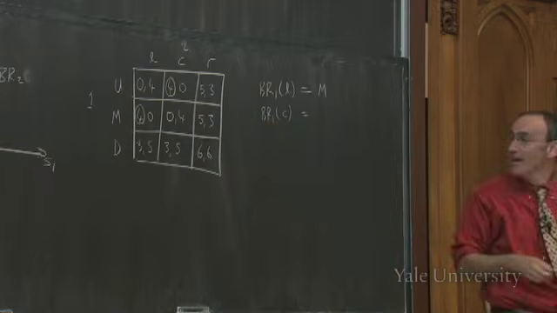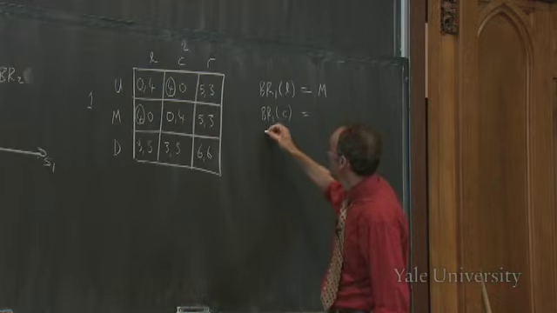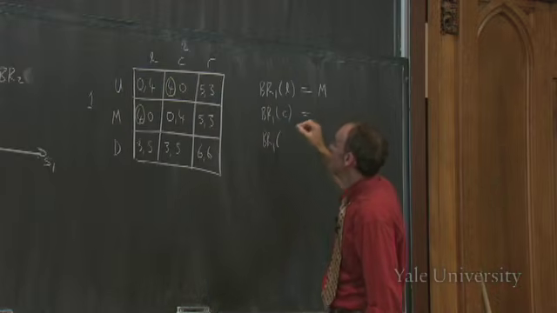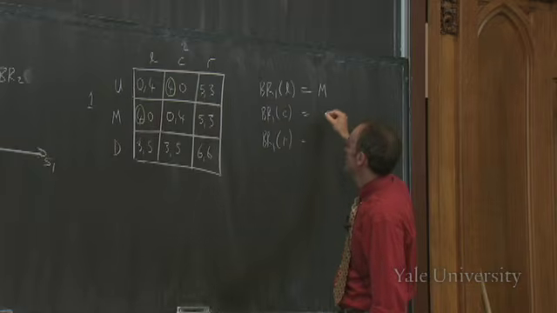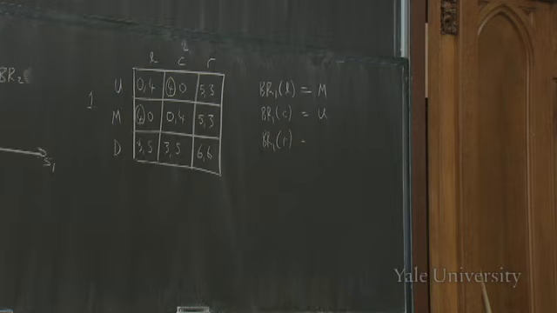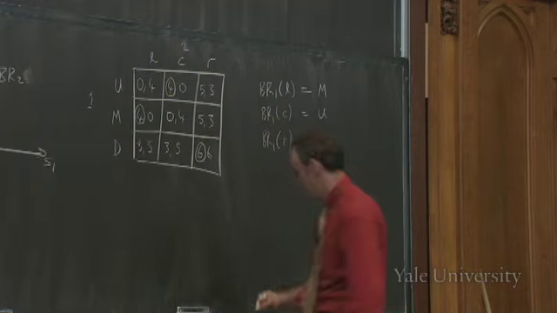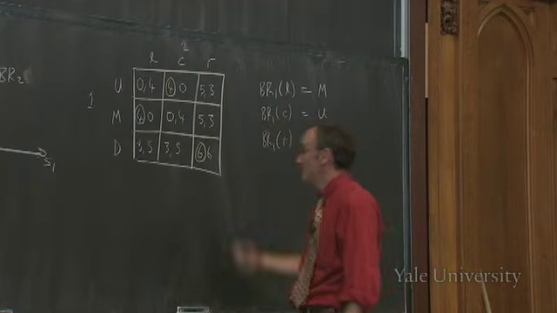All right, and Ali, why don't you do the same? Why don't you cold call somebody who's going to tell me what's the best response for player 1 to right? Down. Shout it out. Down. Okay. So best response is down because 6 is bigger than 5. I mean, 6 is bigger than 5.